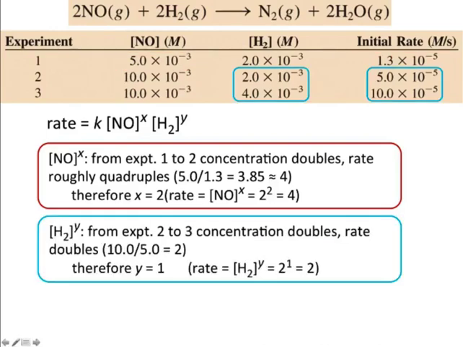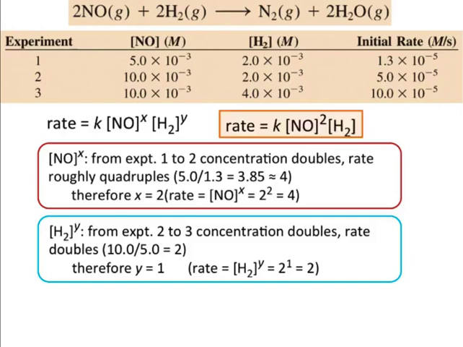Now you can do the same thing looking at the hydrogen. If you compare trials 2 and 3, very intentionally we left the concentration of nitric oxide the same and changed the concentration of hydrogen. And our initial rate this time just doubled. So you double the concentration, double the rate, that's first order. Now we're getting somewhere.